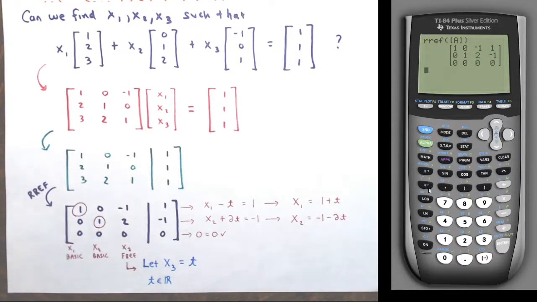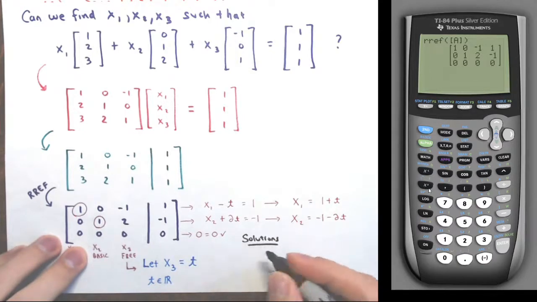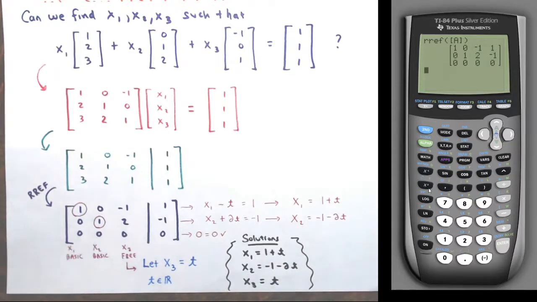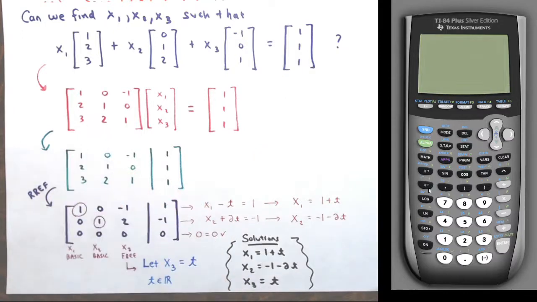So the solutions of this system look like this. x1 is 1 plus whatever I choose for t. The value of x2 is negative 1 minus 2 times whatever I choose for t. And the value of x3 is whatever I choose for t. Now this isn't the answer. The question is simply, does 1, 1, 1 belong to the column space of matrix A? Is it in the span of those column vectors? Well, clearly it is.